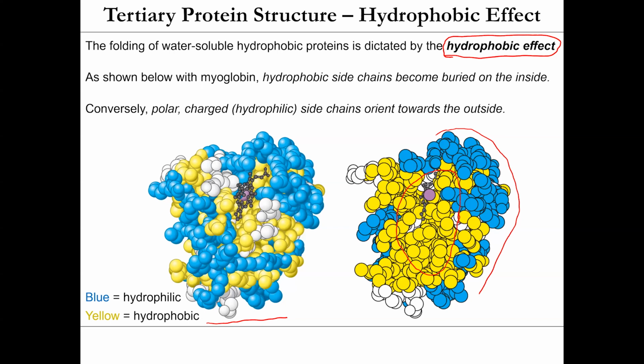So for water-soluble proteins, hydrophilic residues are going to be oriented towards the outside of the protein, so interacting with water, and hydrophobic side chains are going to become buried on the inside. And so that's going to dictate a lot of what you see through three-dimensional protein folding.